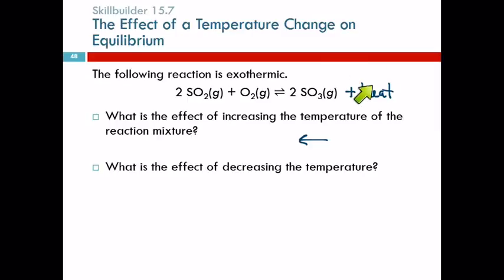Because if I take heat away, the reaction says, hey, wait a minute. You can't mess with me like that. I wanted that heat there. I'm going to shift over and put some of it back. It's very spiteful.